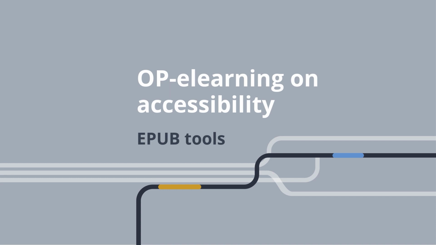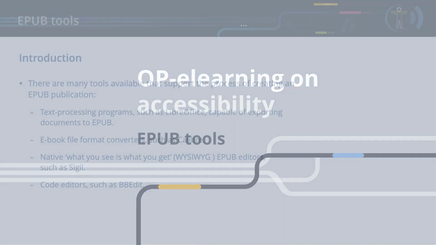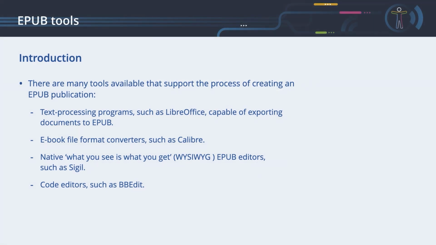EPUB tools. There are many tools available that support the process of creating an electronic publication known as an EPUB. Basically, these can be sorted into the following four categories.